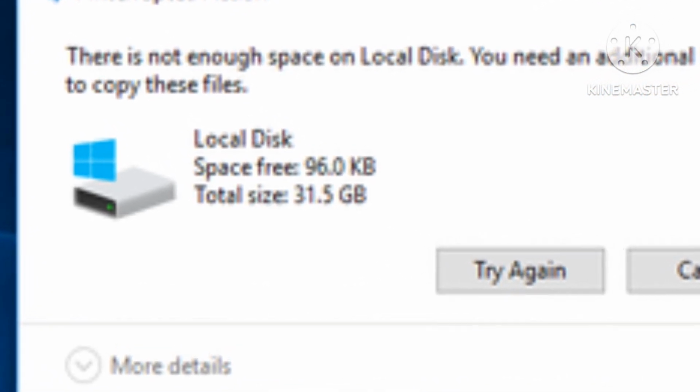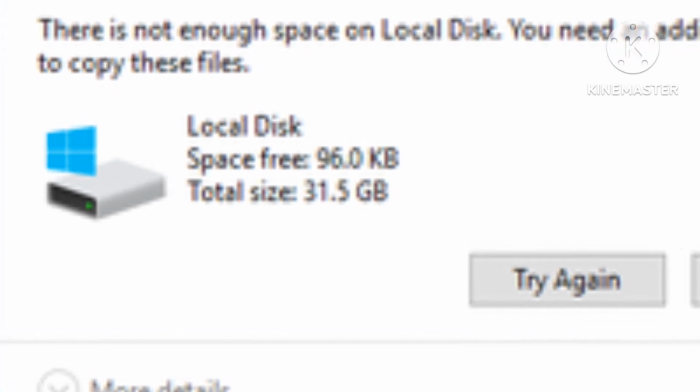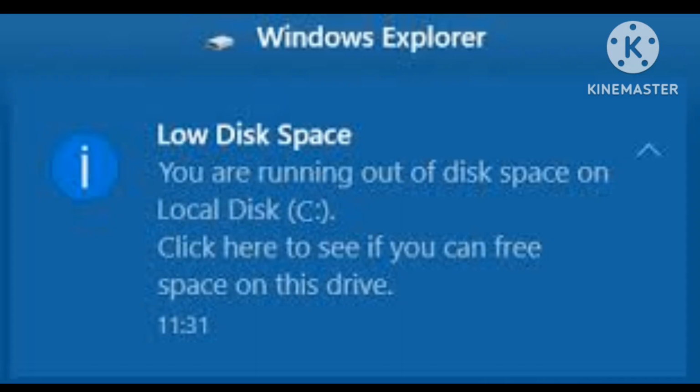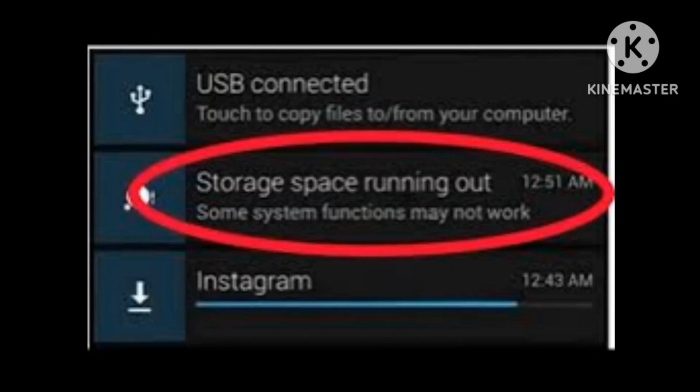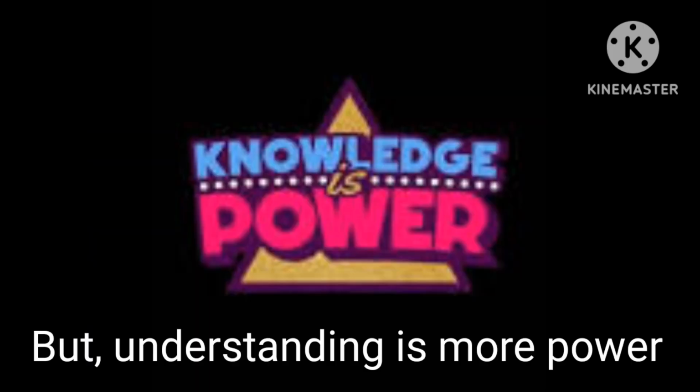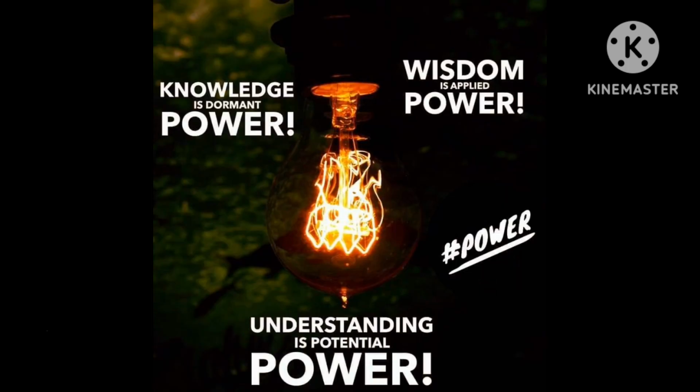And you know that you have not used that amount of storage. Or alternatively, a message pops up saying that you're running low on storage. The more you understand about how data is used and stored and the applications that are installed on your computing device, the less likely you are to get into that situation.